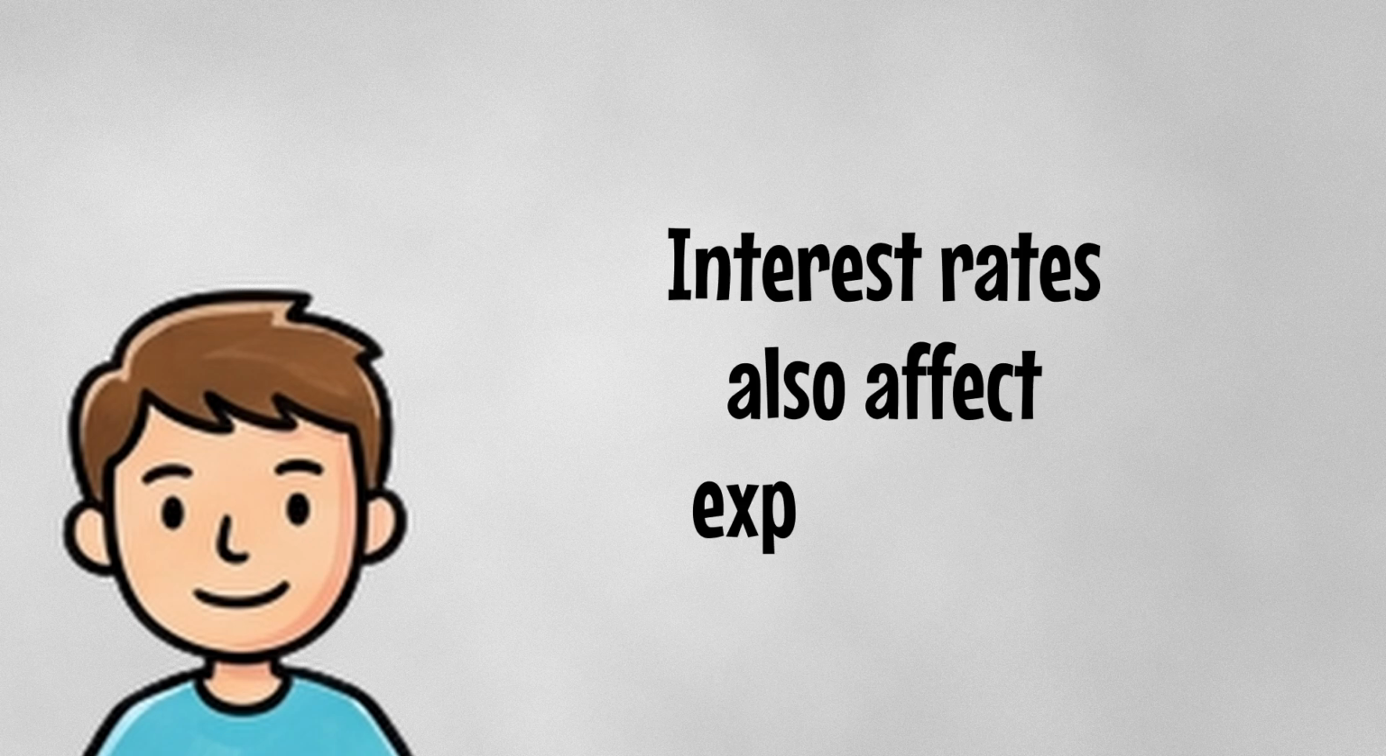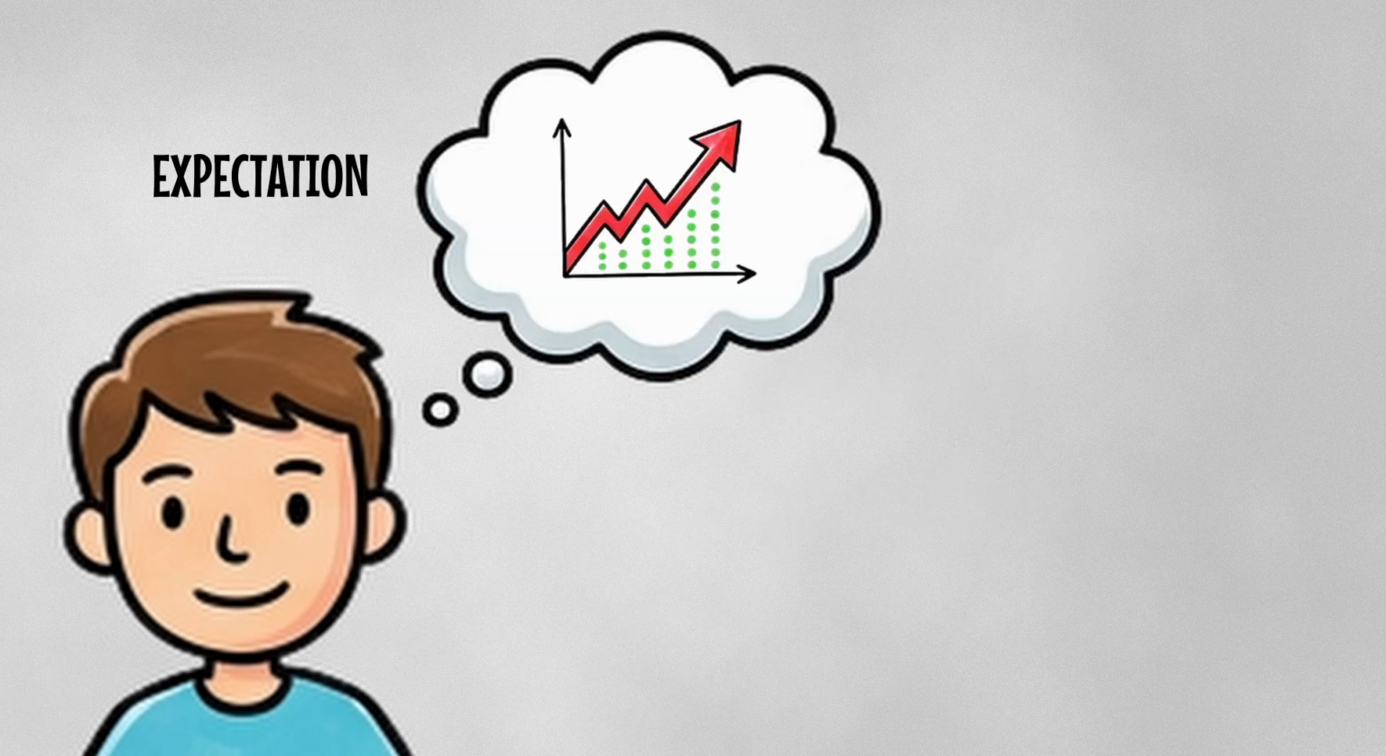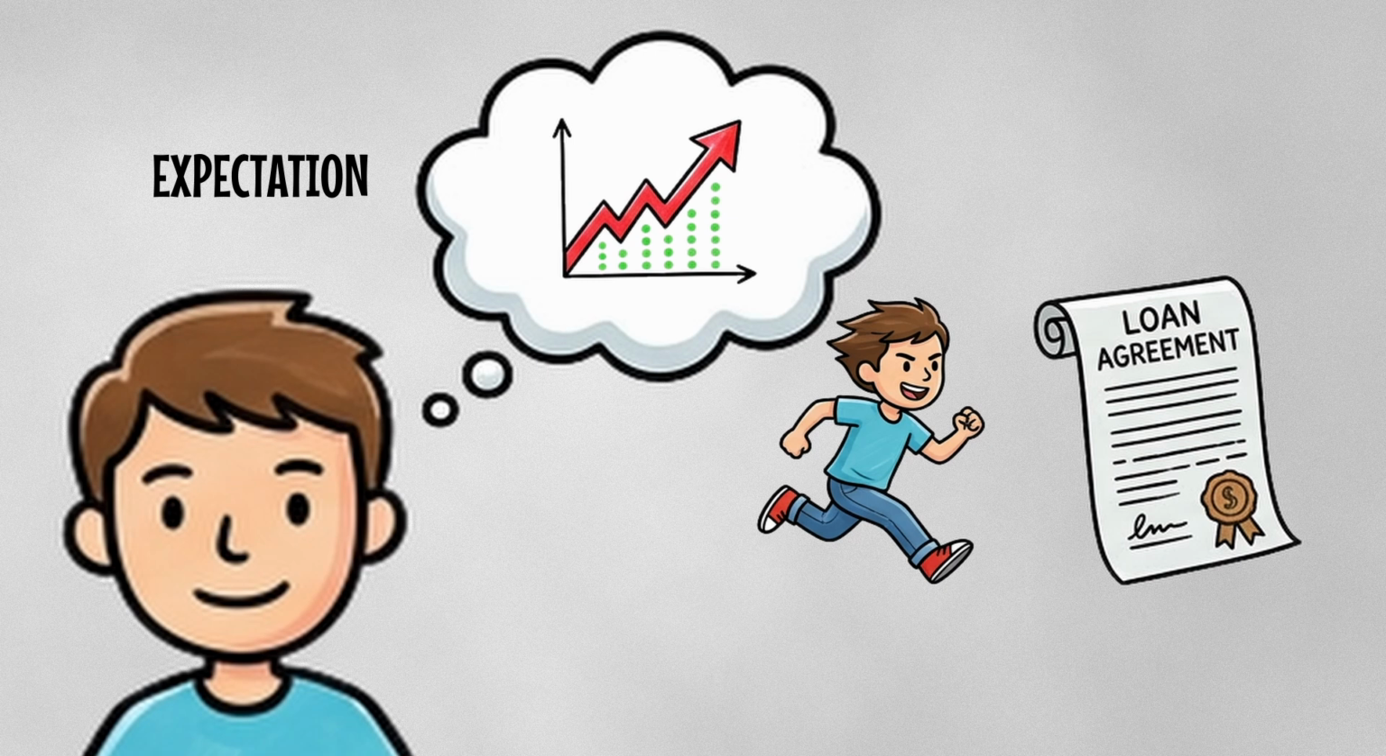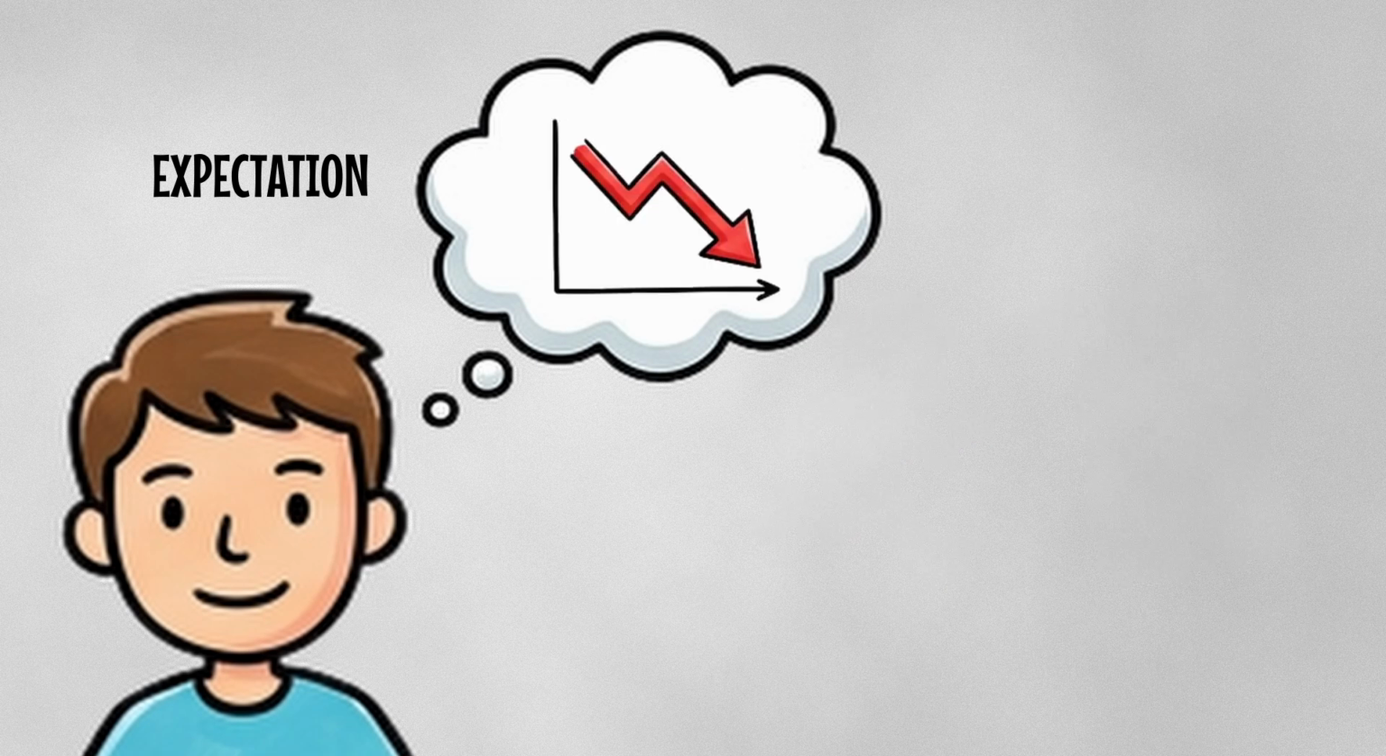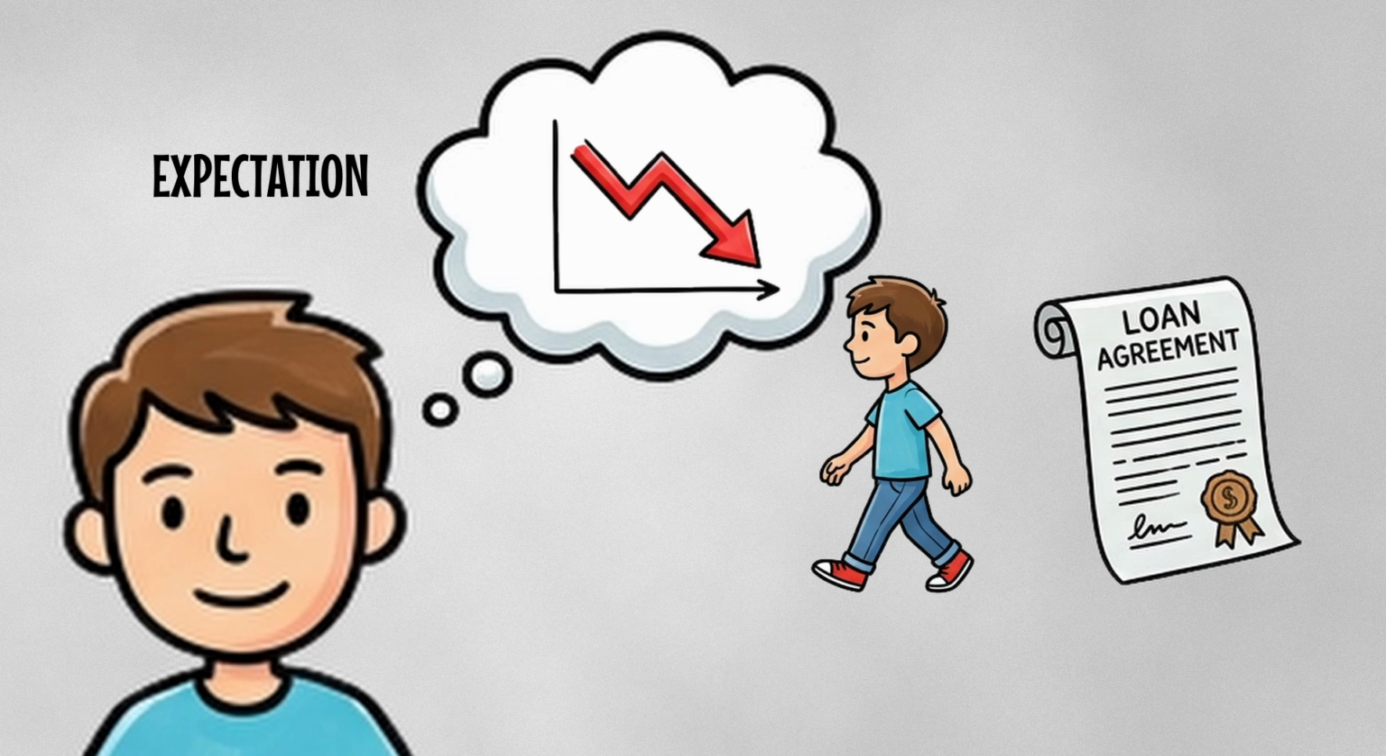Now let's explain one more important idea. Interest rates also affect expectations. If people expect rates to go up, they rush to borrow now before it gets expensive. If people expect rates to go down, they may wait. These expectations can move markets even before rates actually change.